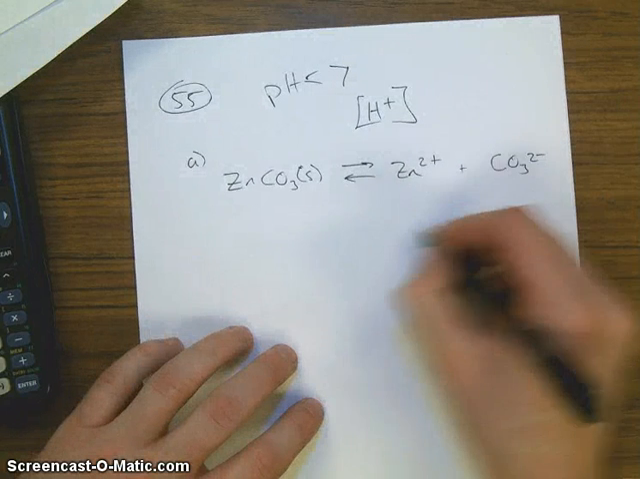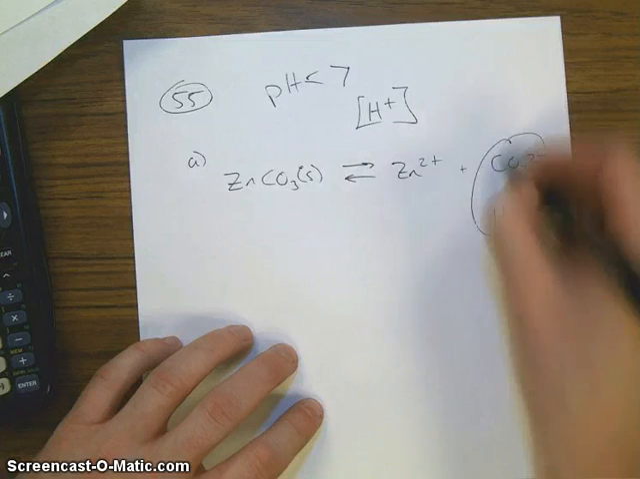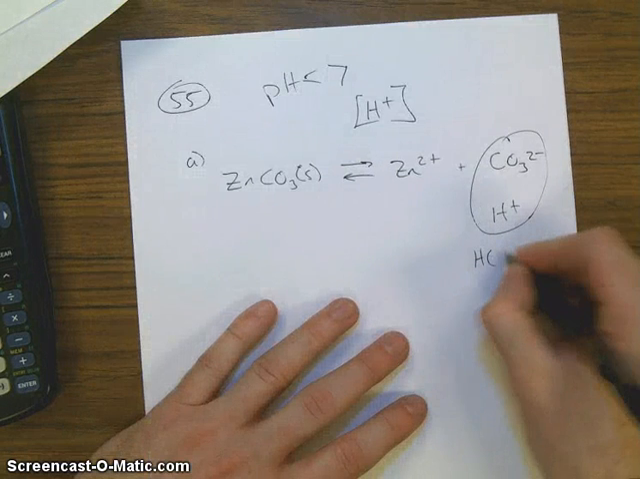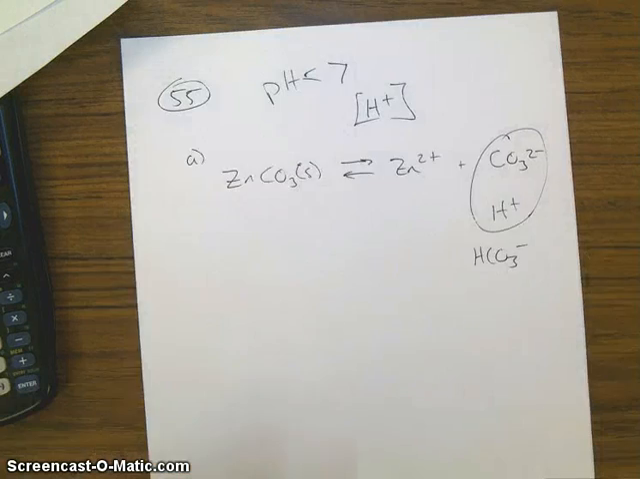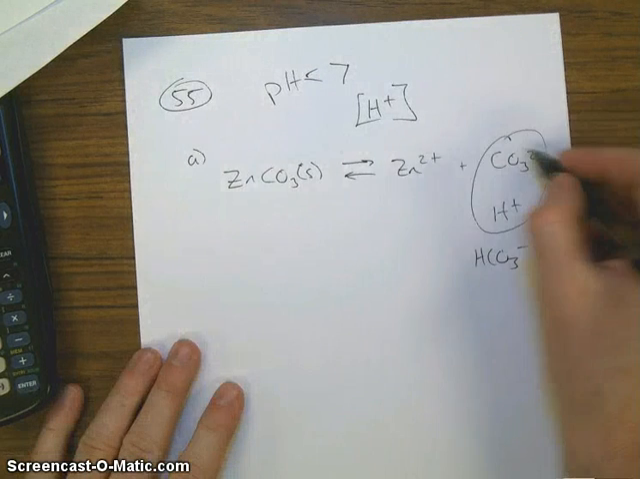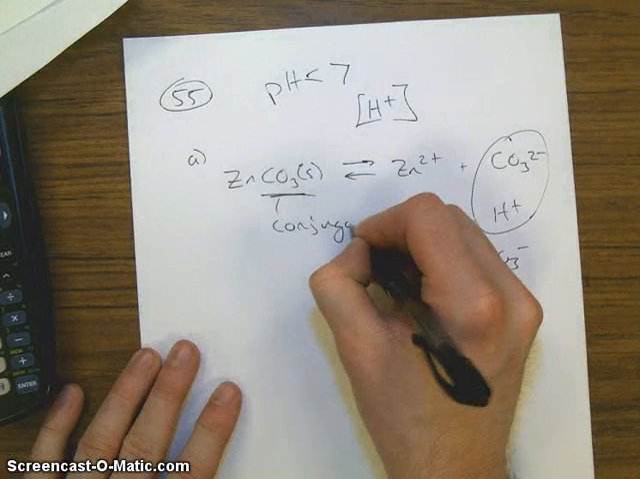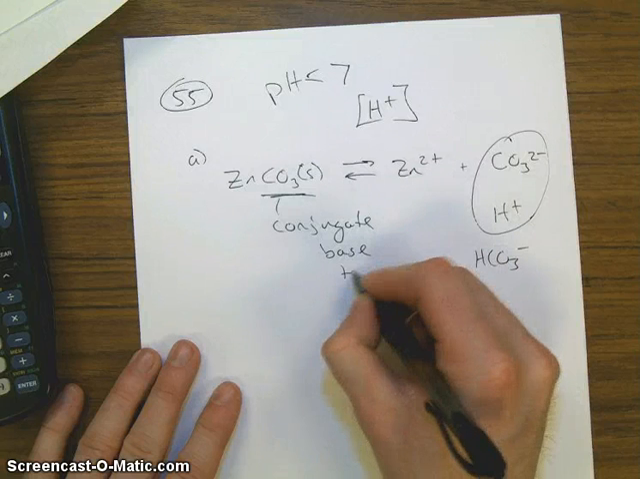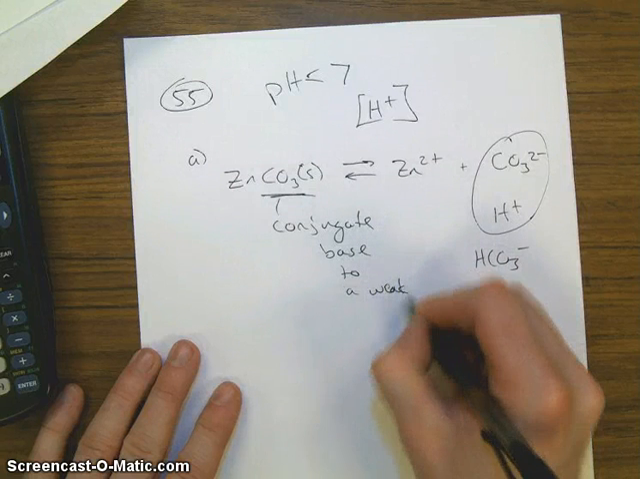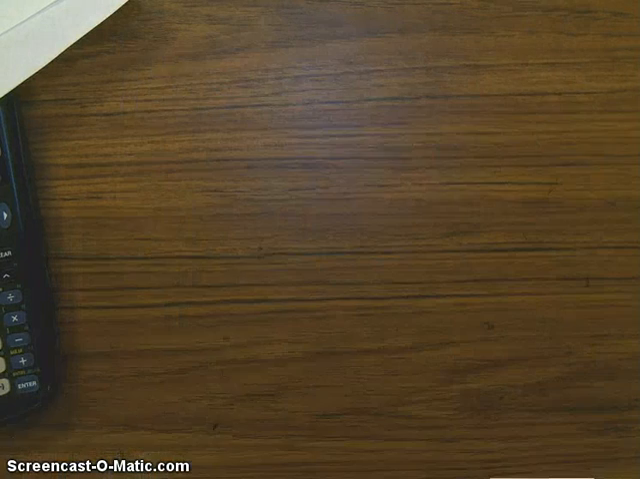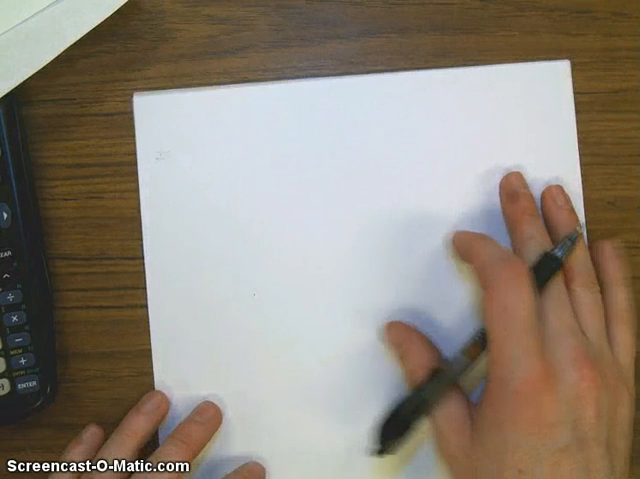Well, if I have extra hydrogen ions in my solution, they are going to stick to the carbonate. Why? Because carbonate is a conjugate base to the weak acid hydrogen carbonate, which is otherwise known as carbonic acid. So if your salt has within it the conjugate base to a weak acid, if you decrease the pH, you'll dissolve more of the salt. I'll give you another example. Let's take a look at the salt on number 55. Let's take a look at E.